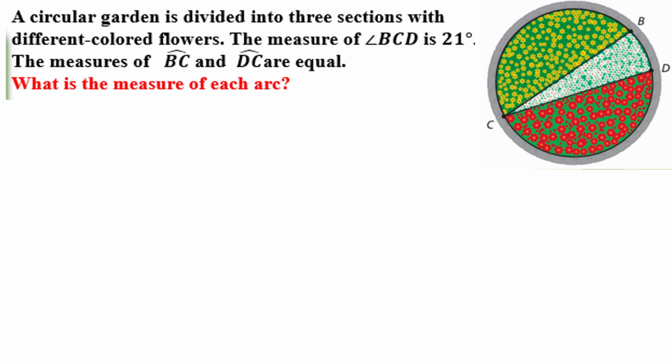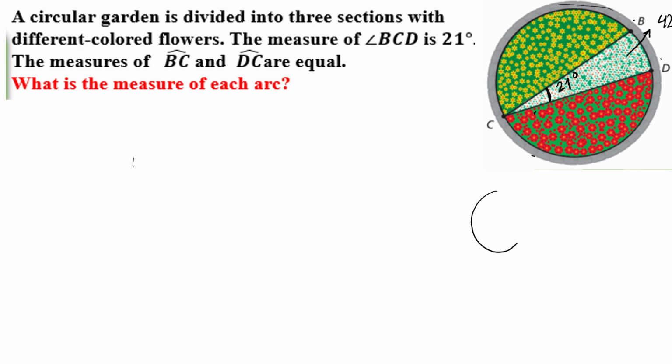A circular garden is divided into three sections. Angle BCD is 21 degrees. So this angle BCD is 21 degrees. The measurements of BC and DC are equal. What is the measurement of each arc? Look at this. BCD is the inscribed angle. So if it is 21, the intercepted arc of this inscribed angle will be 42, meaning double the angle.